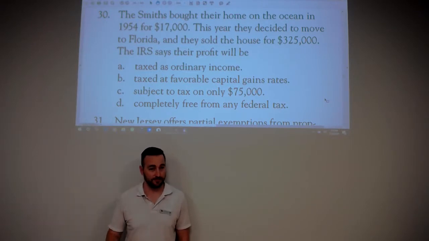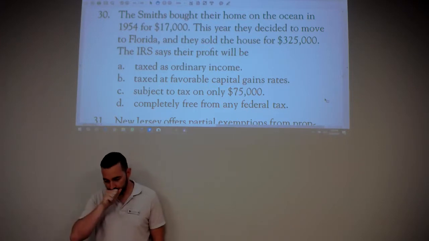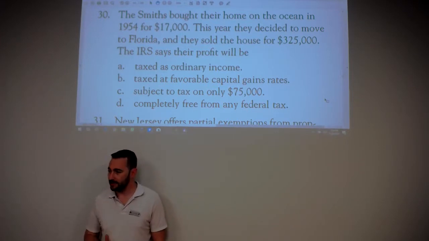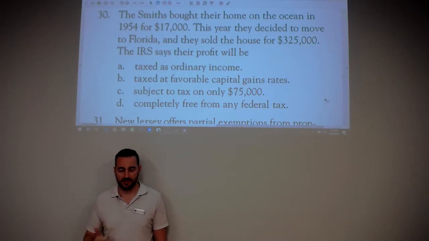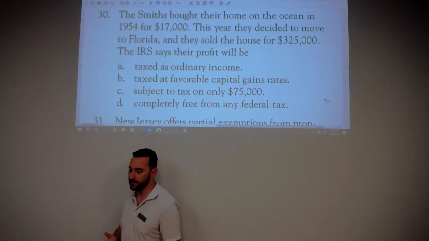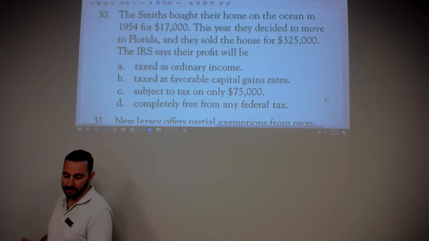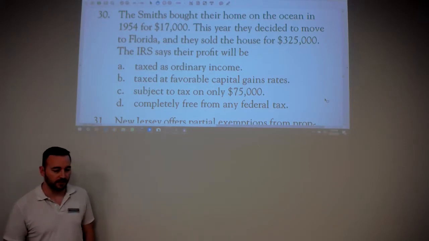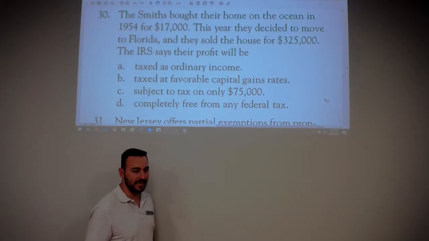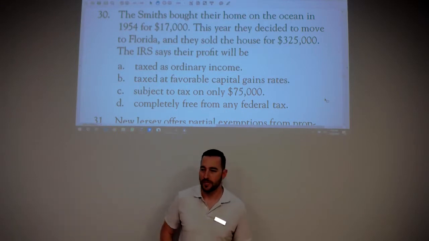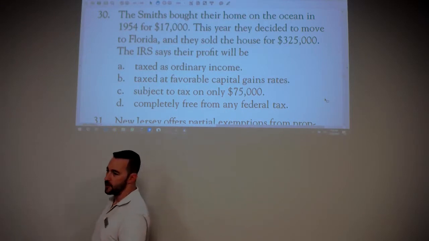$325,000 minus 17. Now, A, taxed as ordinary income. B, taxed at favorable capital gain rates. C, subject to tax on only $75,000. Or D, completely free from any federal tax. D. I said C. Raise your hand if you say A.